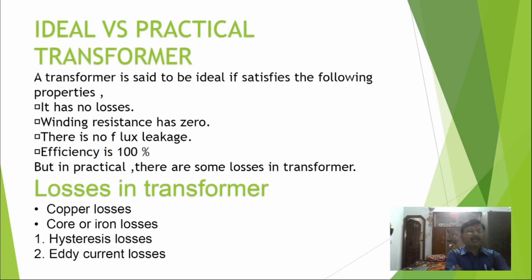Ideal versus practical transformers. A transformer is said to be ideal if it satisfies the following properties. It has no losses. Winding resistance is 0. There is no flux leakage. Efficiency is 100%. But in practice, there are some losses in a transformer. Now, losses in a transformer: copper losses, core or iron losses, hysteresis losses, and eddy current losses.